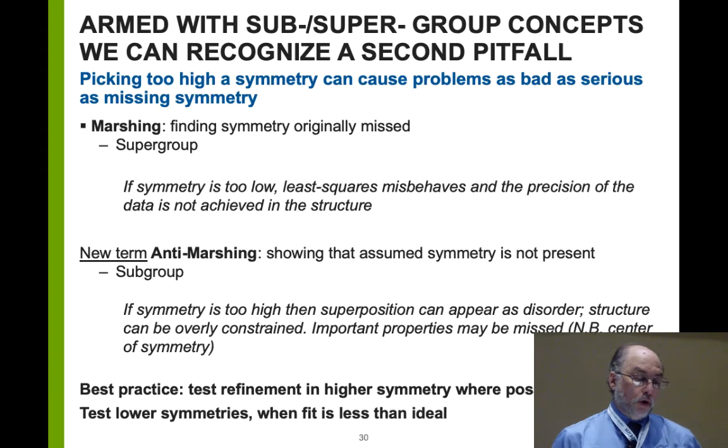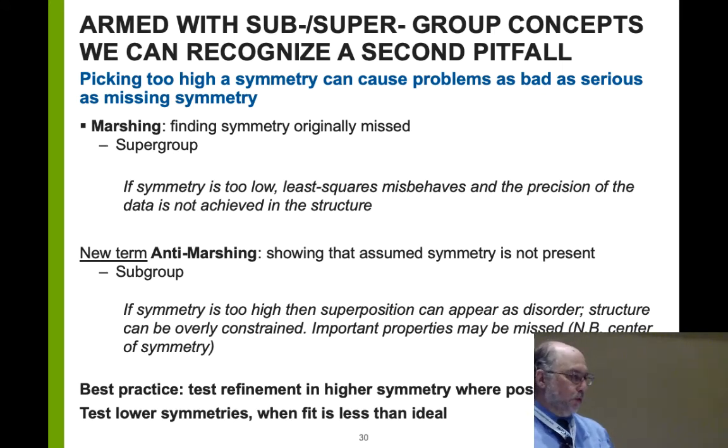So armed with that concept of subgroups and supergroups, we can go back to visiting marshing and realize that marshing is the process of finding the proper supergroup. And I'd like to introduce a new term to you, which I'm going to call anti-marshing. Anti-marshing is when you find that the correct structure is in a subgroup. And why is that important?